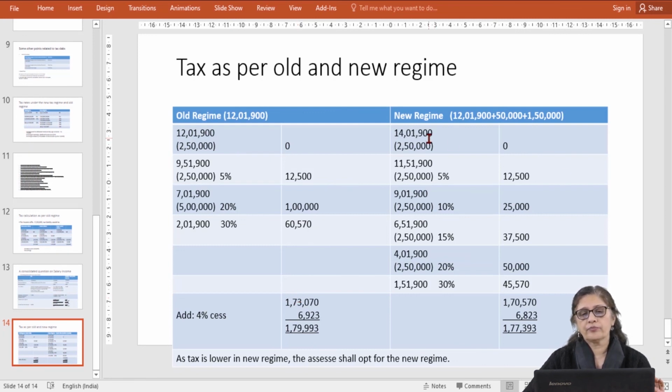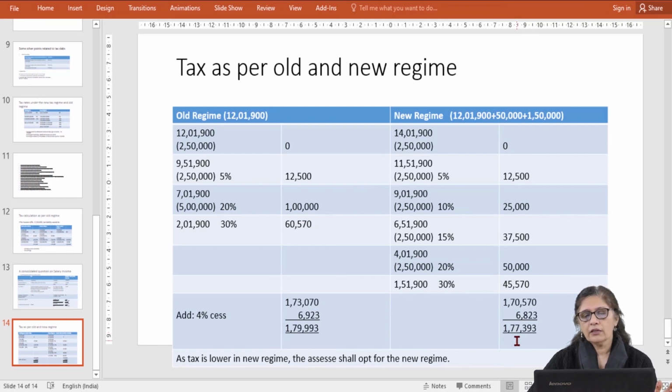If you opt for the new regime, to this 12,01,900 we add standard deduction and we also add 80C. So 14 lakhs 1,900, every 2.5 lakh: first 2.5 lakh 0, next 2.5 lakh 5%, next 2.5 lakh 10%, next 2.5 lakh 15%, next 2.5 lakh 20%, balance 30%. Why? Because the balance is up to 2.5 lakh, and 30% is anyways the highest rate. Plus cess, 1,77,393. So in the old regime you land up paying a tax of 1,79,993. In the new regime you land up paying a tax of 1,77,393 over the same set of income with the same investments and deposits.